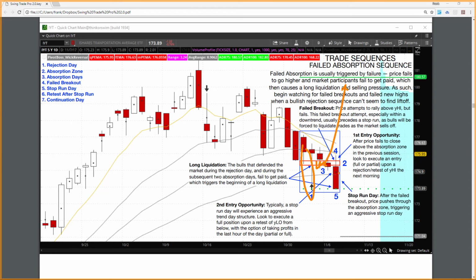But sometimes you see a rejection that's not all there, and then you see a kind of lackadaisical defense of the absorption zone. It's not really getting liftoff. That's when you should start hunting for signs of a failed breakout, failed range expansion, or a failed new high, because that's going to be your earliest indication that this could happen.